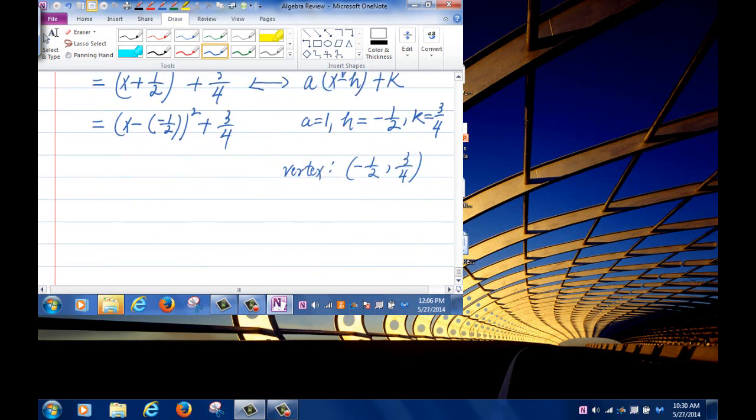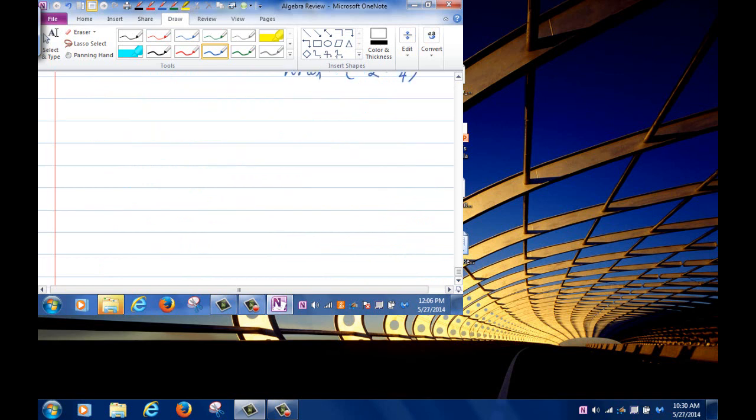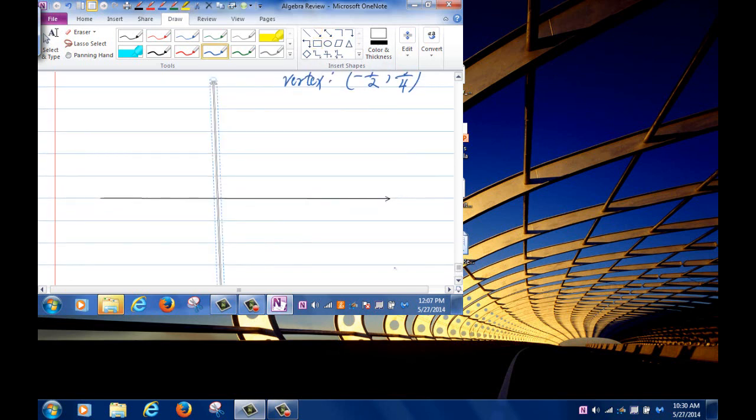So how do you graph? What's the parabola then? Okay, negative half. Let's say half is this much. Okay, and then 3/4. Well, let's say this much is 1/4, okay? So this would be negative half here. And so what is 3/4? Oh, it's positive 3/4, so I go 1, 2, 3. So 3/4 would be right here, okay then? And so that's the vertex. So the vertex is right here. And then the parabola opens upward, right?